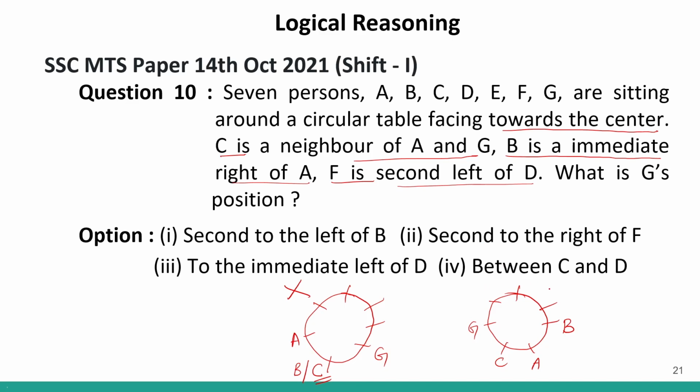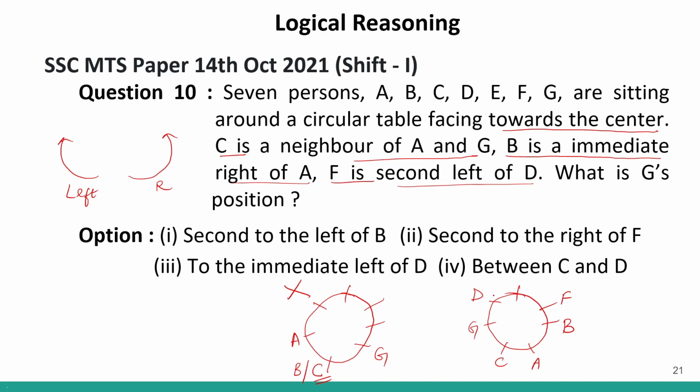Now, F is second to the left of D. So, F I can say is over here and D is over here. So, F will be second to the left of D. If you see, they are facing inwards. They are facing towards the center. So, this direction would be their right direction and this direction would be their left direction. Correct? Towards this direction would be their right direction and towards this direction would be their left direction.